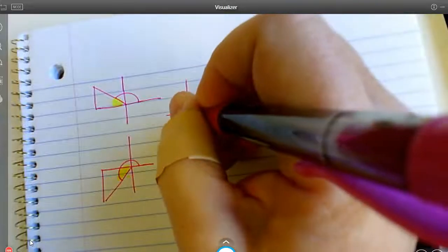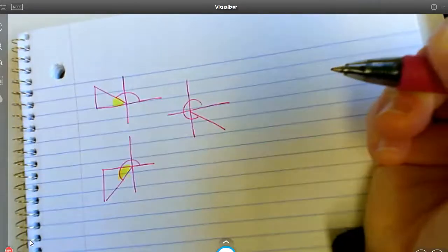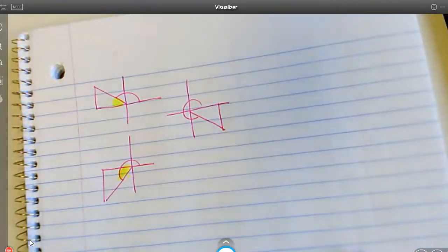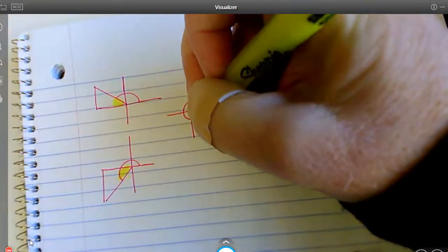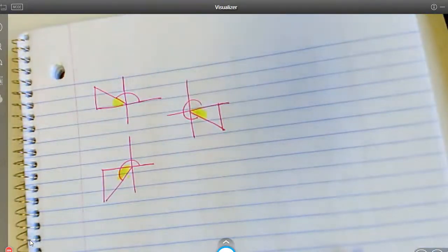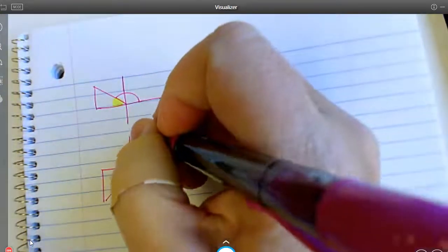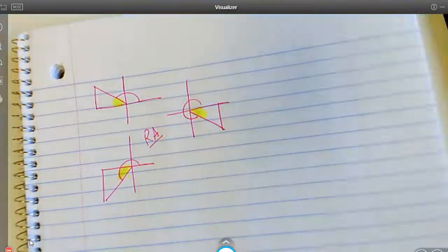If the angle fell in this quadrant, and I make the triangle, it's that part right there. So it's always that angle with the x-axis when you make that triangle. That's what's called the reference angle. So all three of those are the reference angles that we'll be looking for.